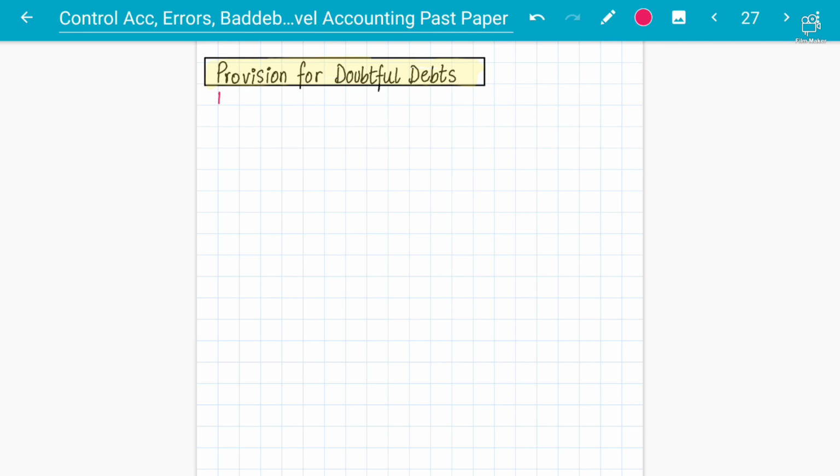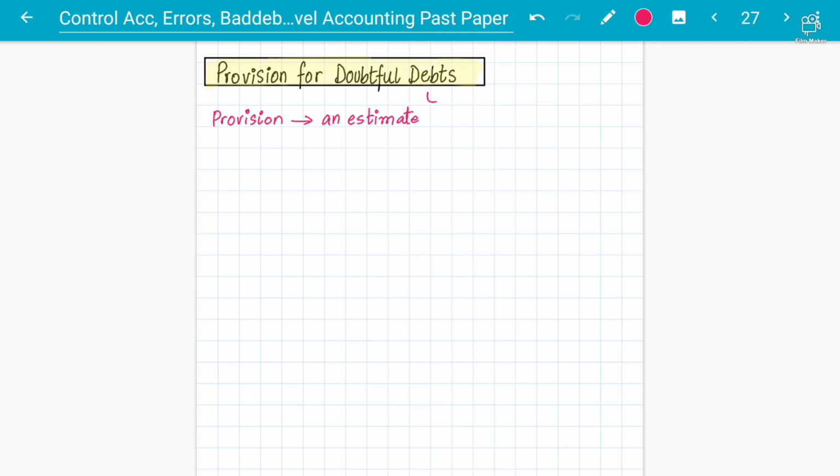So provision is basically an estimate. Provision is an estimate that you make for the doubtful debt. Always remember that a provision is an estimate that you think this much we are not going to receive, this much we will not be able to receive.